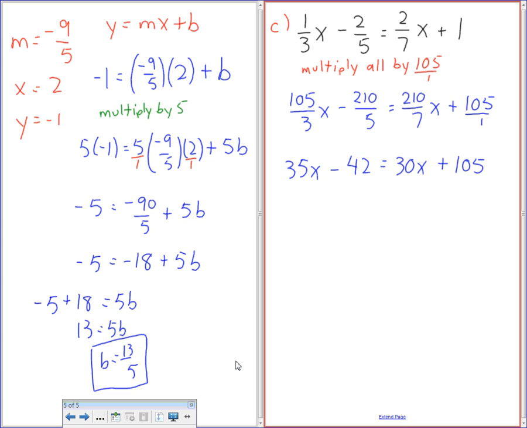All right, Karina, repeat where we are please. How do we solve this? What's the first thing I need to do? Add 42 to 105. Okay. So I'm going to say 35x equals 30x plus 105 plus 42.